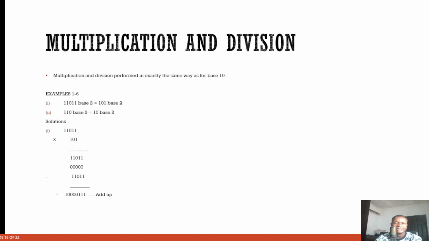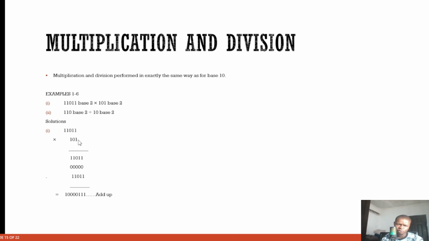So now we are going to the multiplication part of this topic, multiplication and division. It is performed the same way we have done for base 10. You can use 2 methods to tackle this, but here I'm going to be using 1 method. So here I'm going to have 11011 base 2 multiplied by 101 base 2. I'll be using this to explain.